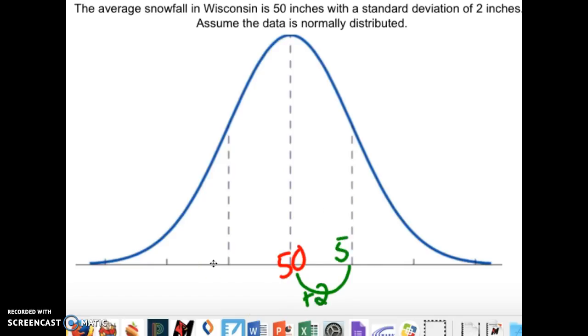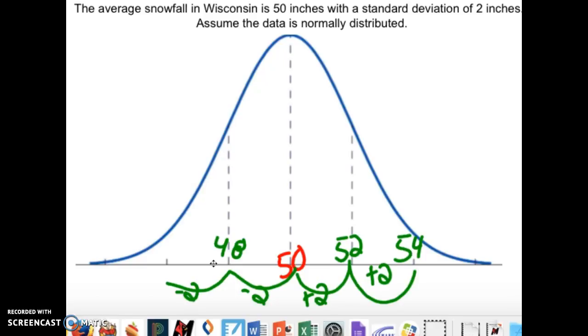50 plus 2 is 52. And then I would just keep adding that standard deviation. So I have 54 over here. If we're going in the other direction, we subtract the standard deviation. So I would subtract 2 and get 48. And then subtract 2 again and get 46. So that is how you set up a normal curve or a normal distribution based on the mean and the standard deviation of a problem.